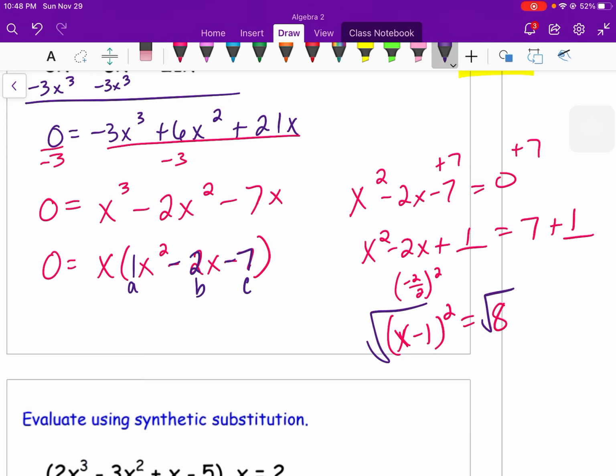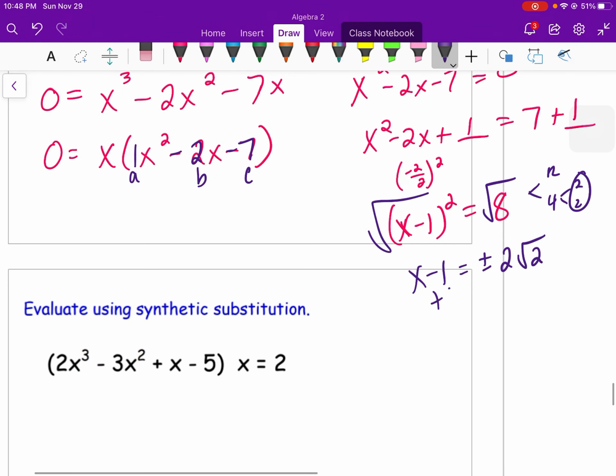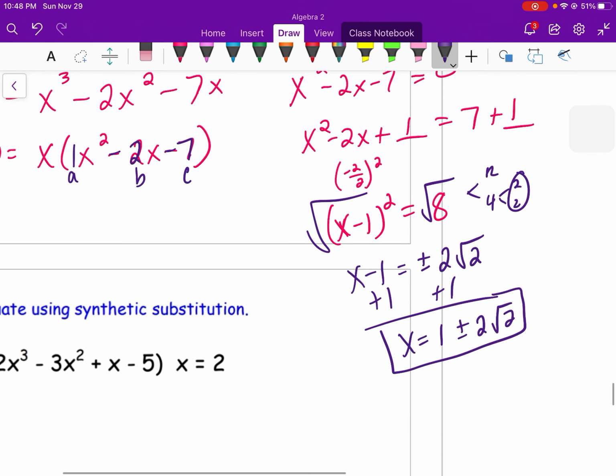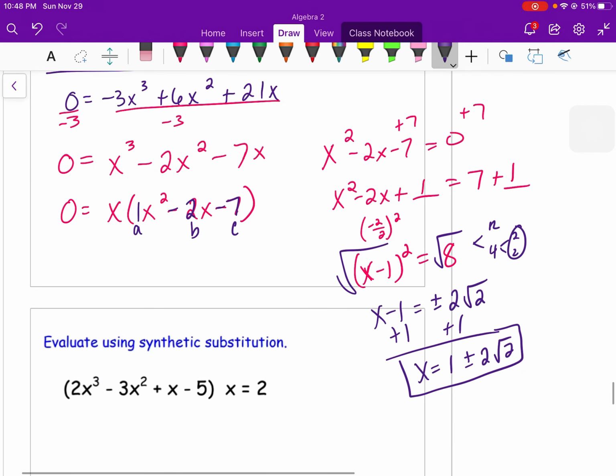Then you square root both sides. You get x minus 1 equals square root of 8 would be 2 times 4 is 2 times 2, so it would be plus or minus 2 square roots of 2. And then you add 1 to both sides, and you get x equals 1 plus or minus 2 square roots of 2. So if you did the quadratic formula, you get the same answer.